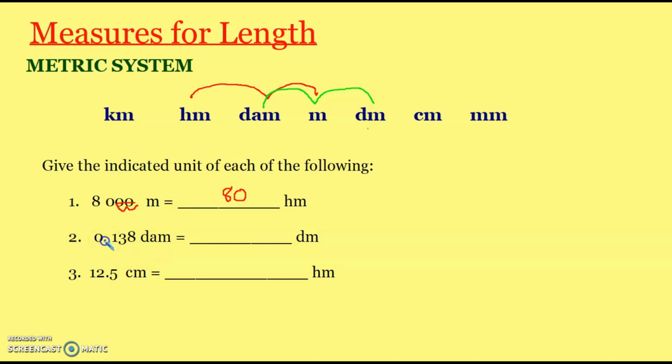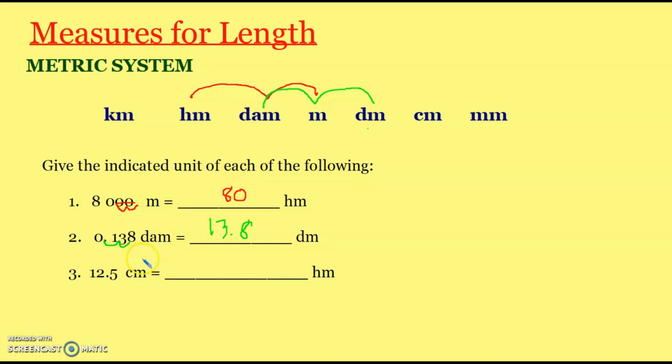So doing that, we also apply that in the given measure for decameter. We move the decimal point 2 places to the right. So we have 1, 2. 138 thousandths becomes 13.8 now. 13.8. Okay? And there we have 138 thousandths decameter equals 13 and 8 tenths decimeters.